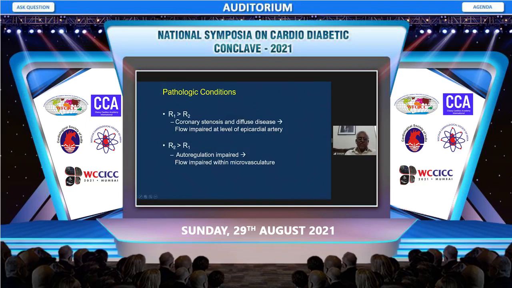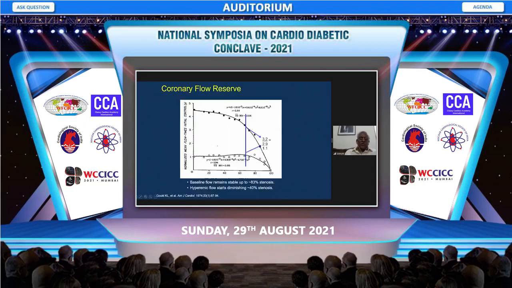So the resistance in small vessel disease, the R2, that is the resistance of the micro vessels, which normally should get auto-regulated, doesn't get auto-regulated. So there is a flow impairment within the microvasculature. So this is the historical physics explanation that the baseline flow remains stable up to more than 70, as we say here, 83% of the stenosis.